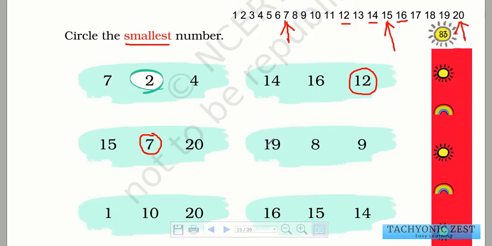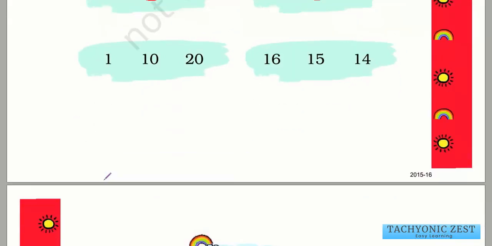Similarly, in the next question, 19, 8 and 9, we can see that 8 comes first out of 9 and 19, because see here 9 is here and 19 is here, 9 is here and 8 is here. So we can see 8 comes before 9 and 19. So 8 comes first, so 8 is the smallest number. So these are the other questions. Now these two questions I leave it to you as a homework. So please try to solve all those questions.